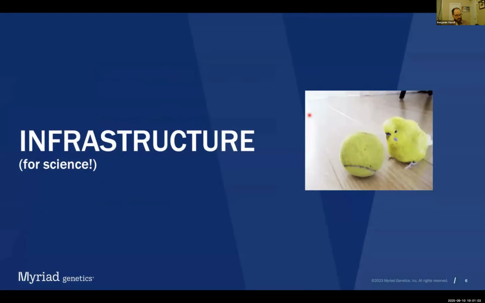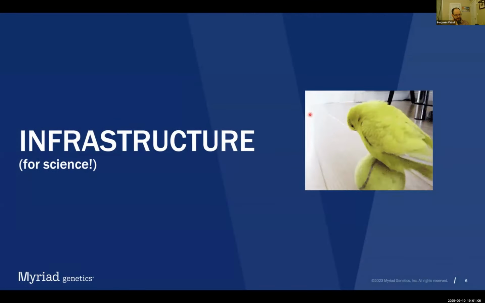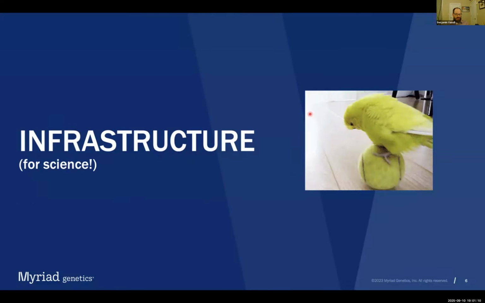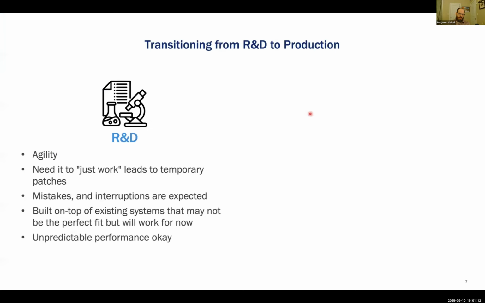Now I'm going to talk a little bit about the infrastructure. When you start in R&D, you need to focus on agility. You need to be able to iterate quickly. It just needs to work. This leads to temporary patches, and those temporary patches can lead to instability, mistakes, and interruptions. These are expected since we're moving fast.